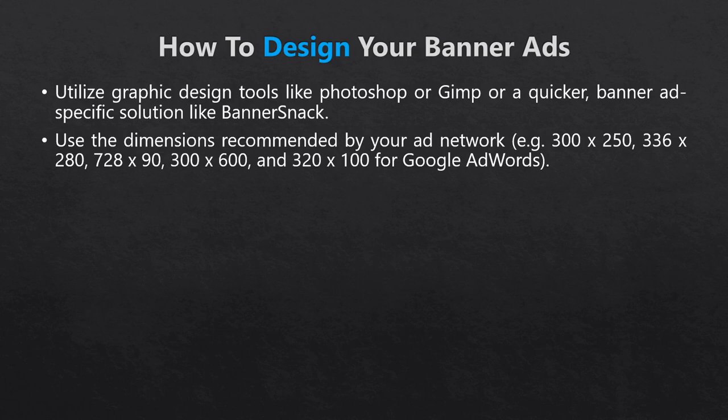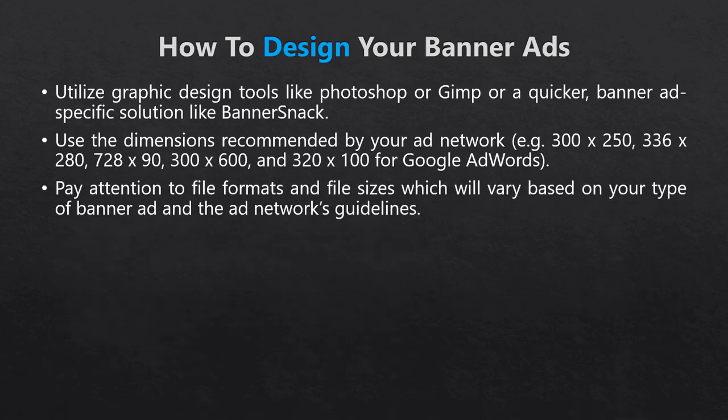You'll need to make sure you have a variety of banner ad sizes available for use in your campaigns. You can get your ad sizes from the IAB, or Interactive Advertising Bureau, or simply follow the recommendations of the ad network you're using. For example, Google AdWords currently recommends 300 by 250, 336 by 280, 728 by 90, and so on. Again, a banner ad solution like Bannersnack can make this process super easy.